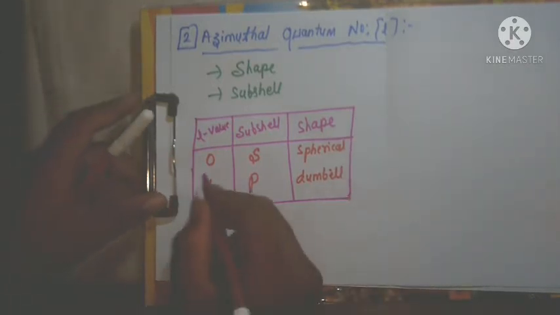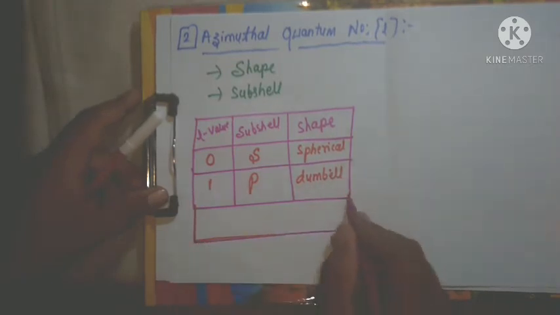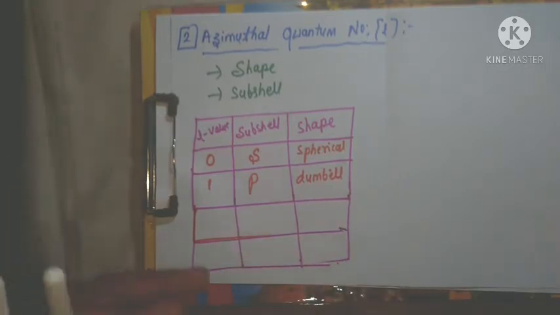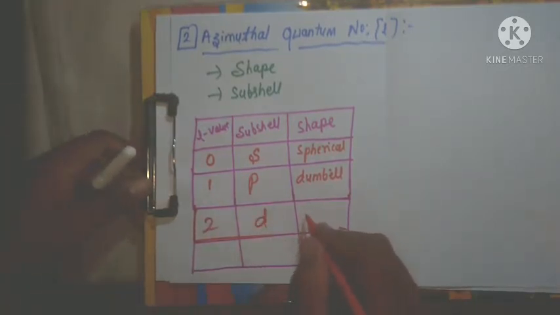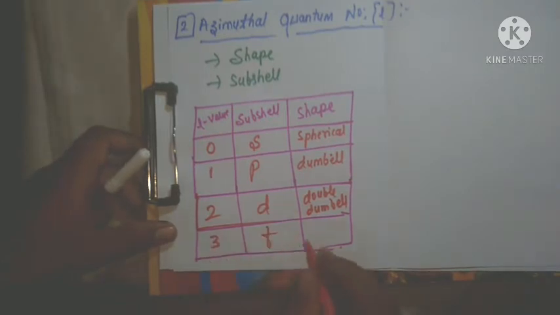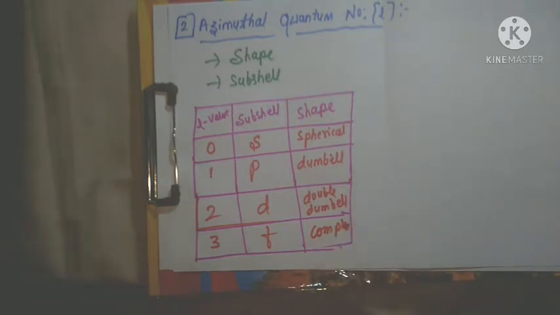Next, if the l value is 2, then it is the d subshell, and the shape is double dumbbell. If it is 3, then it is the f subshell, and the shape is complex or triple dumbbell. Just remember, when l is equal to 0, s subshell and its shape is spherical. When l is equal to 1, p subshell and shape is dumbbell. When l is equal to 2, d subshell, and its shape is double dumbbell. 3 means f subshell, and what is the shape?